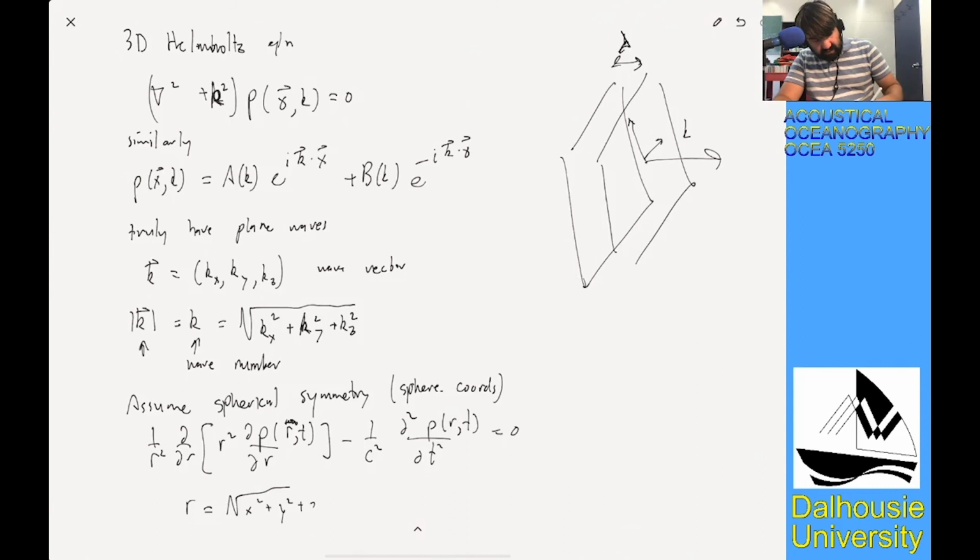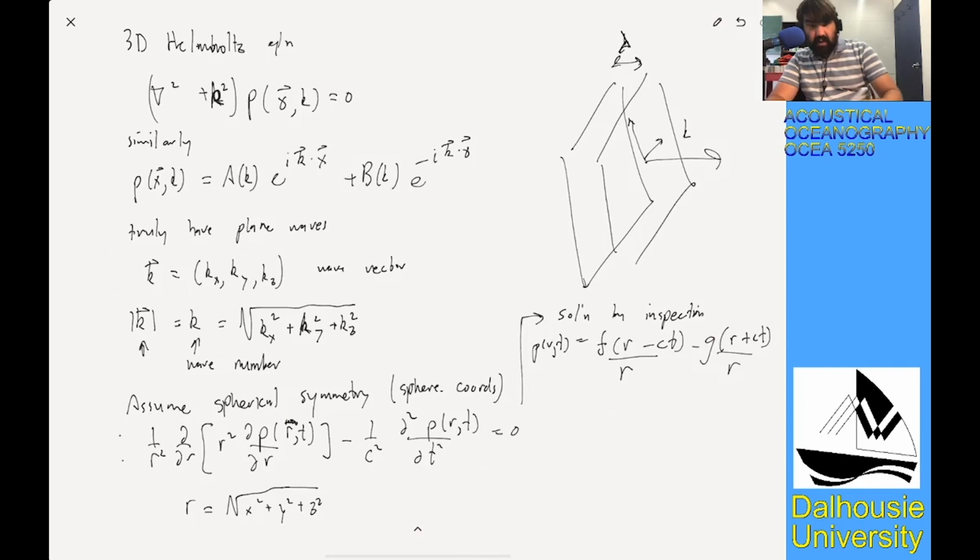So similarly, we can find a solution by inspection, okay? And of course, convince yourself that this is true. Very similar, f of r minus ct, but now we have to put a 1 over r out front to take care of the form of the derivative over here. And we can have g of r plus ct over r. So again, just like we had on the line, where we said there's going to be a disturbance propagating one way and a disturbance propagating the other way, that's going to be our plus and minus ct. Now we have simply a wave that's propagating outwards and a wave that's propagating inwards. We say all solutions to this equation are defined in terms of these waves propagating outwards and inwards.